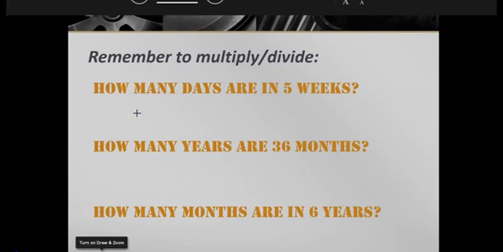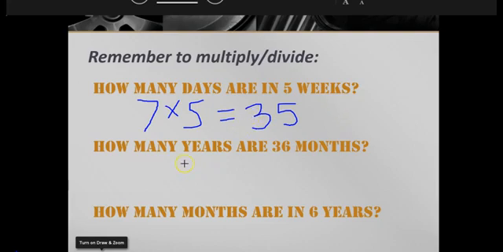So first, how many days are in 5 weeks? Well, I know that there's 7 days in 1 week. And if I multiply that by 5 weeks, I get 7 times 5. There are 35 days in 5 weeks. If you need to use groups or arrays to help you with that, I really insist you do that.